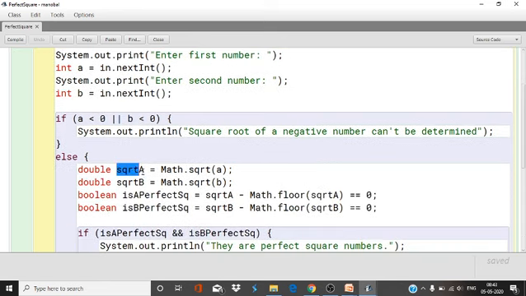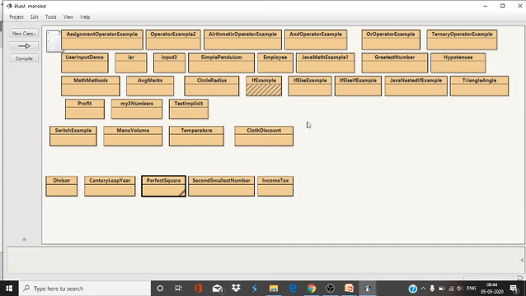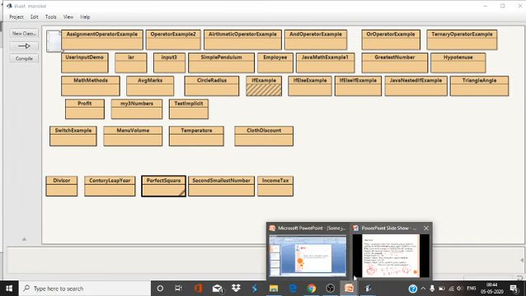Now the square root of a with Math.sqrt, and the square root of b with Math.sqrt. Now I will check whether it is a perfect square or not. So boolean data means it will be either true or false. isPerfectSquare equals the square root of a, as I just showed you here.